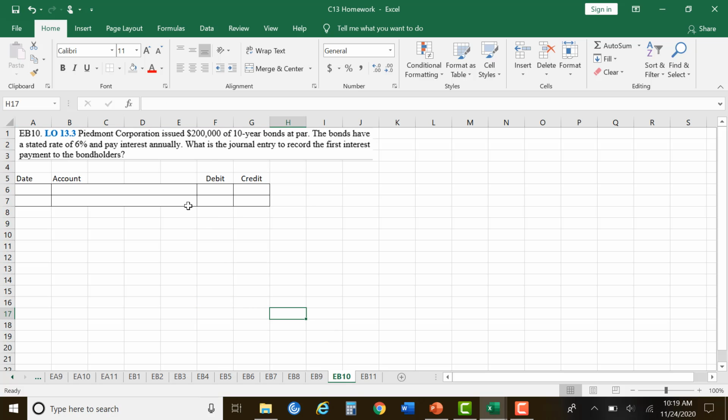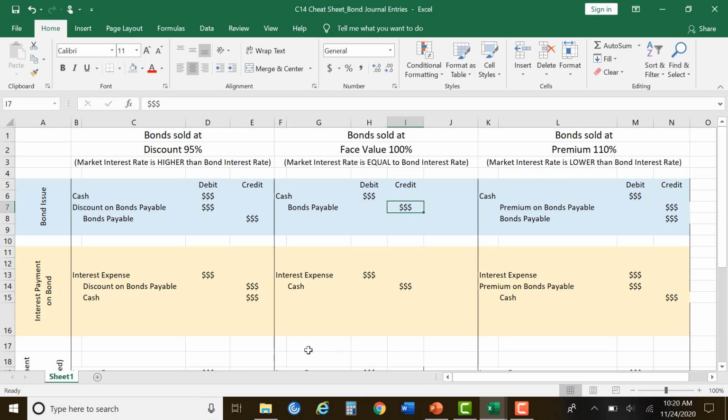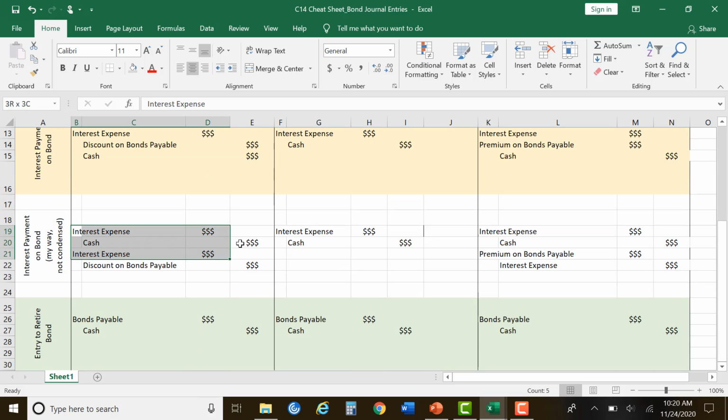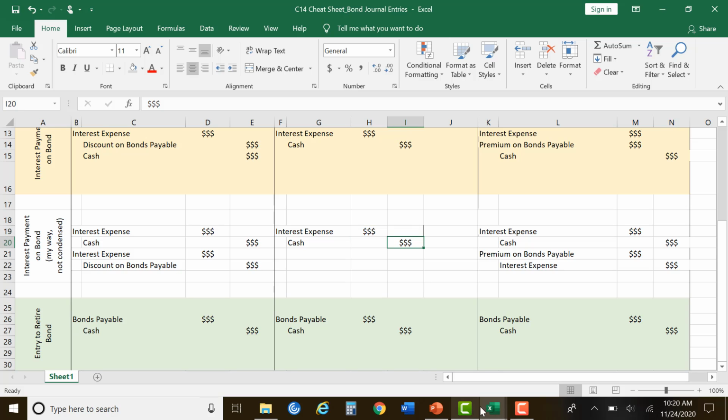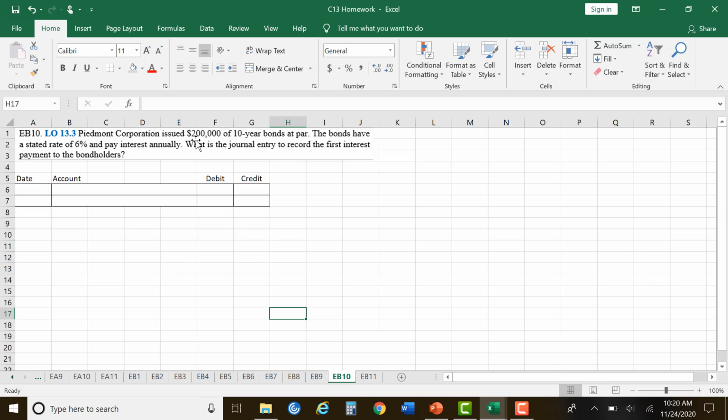For 10, we have Piedmont Corporation issued 200,000 of 10-year bonds at par. The bonds have a stated rate of 6% and pay interest annually, so that makes it a little more simple. To find interest, it's just principal times 6% times 1. So the first interest payment, they all look the same, but just for reference, it's going to be interest expense, cash. So interest expense, whatever the bond was, times the interest rate, and then paid out of cash. So in this case, it'd be 200,000 times 6%.